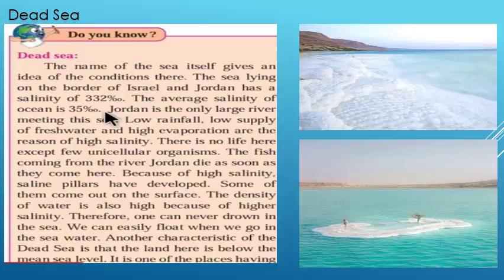The sea lying on the border of Israel and Jordan has a salinity of about 332%. The average salinity of the ocean is 35%. The Jordan is the only river meeting this sea, and there is low rainfall. Low supply of fresh water and high evaporation are the reasons for high salinity. There is no life here except a few unicellular organisms. The fish coming from the river Jordan die as soon as they come here.